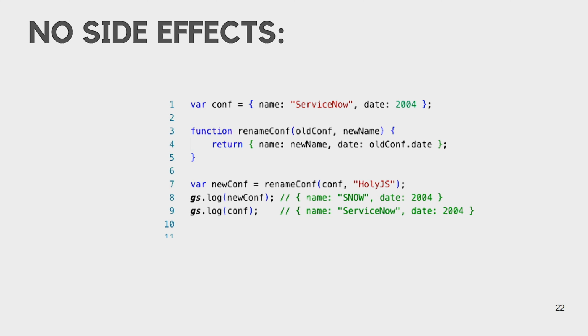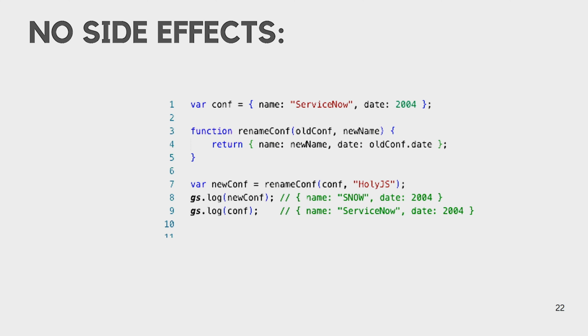Here's how you can achieve this without side effects. Now I've got a new function, rename conf, which this time takes in an old conf as one of the inputs along with the new name. What it does, instead of changing the value of the original conf, is return a new object that also has a name and date. So it looks the same in structure as the original conf, but it has the new name and the old date.